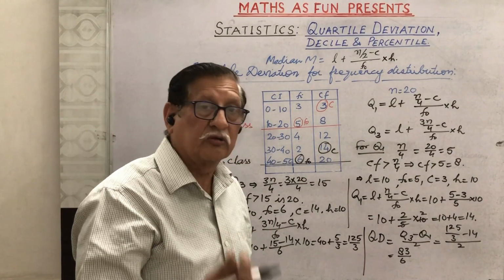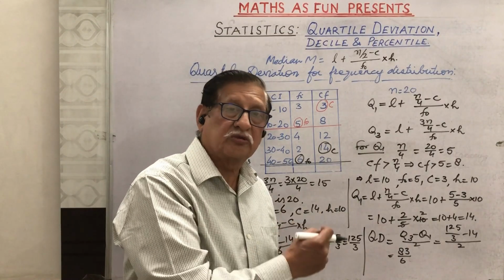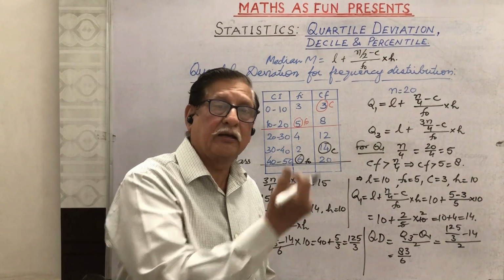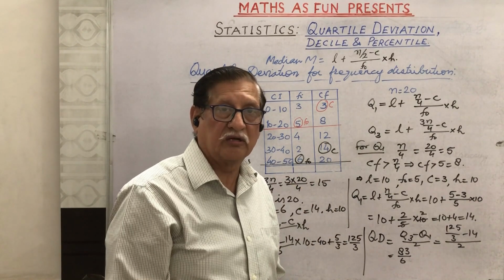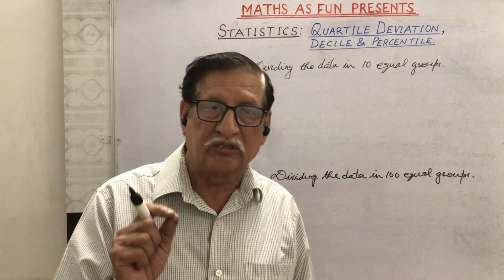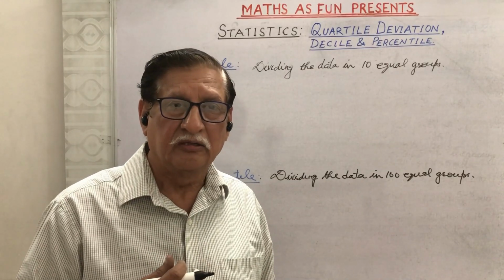In case we want to find out the coefficient of quartile deviation, we can apply the formula Q3 minus Q1 upon Q3 plus Q1 into 100 and calculate the coefficient of quartile deviation. Now after learning about the quartile, we will learn about the decile and the percentile. Similarly, as we have done in median and quartile.